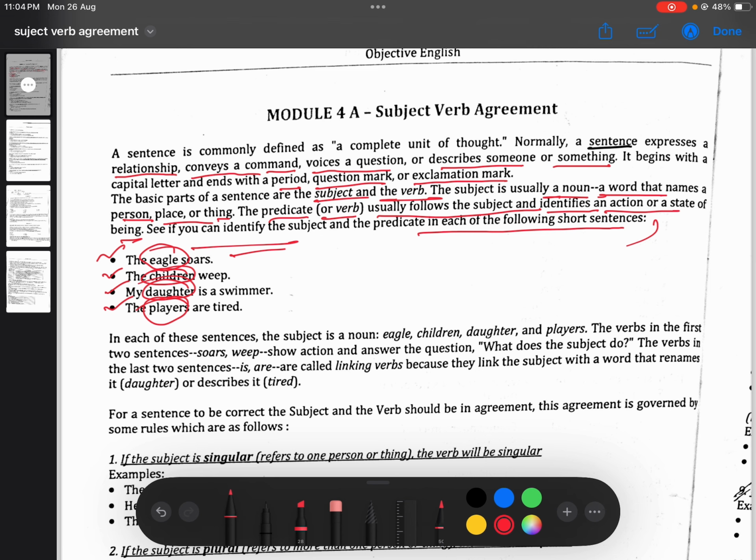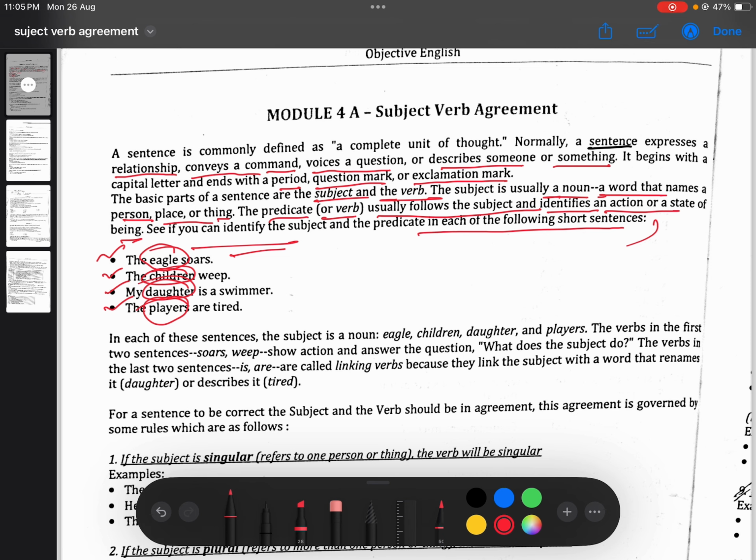The verb in the first two sentences, soar and weep, shows action and answers the question, what does the subject do? The eagle soars. The child weeps. The subject is weeping, the eagle soars.